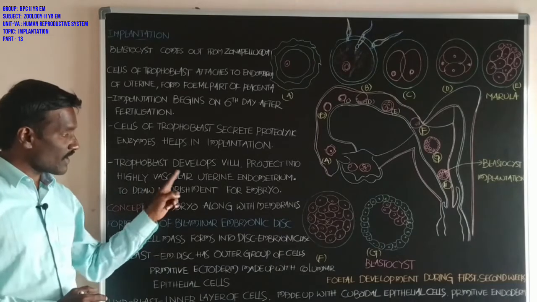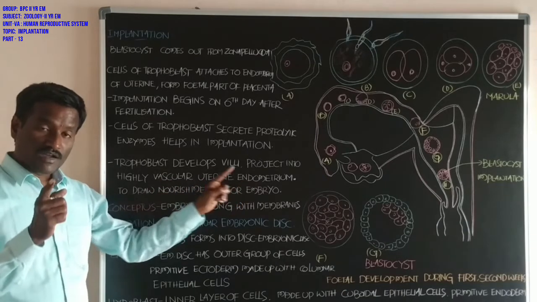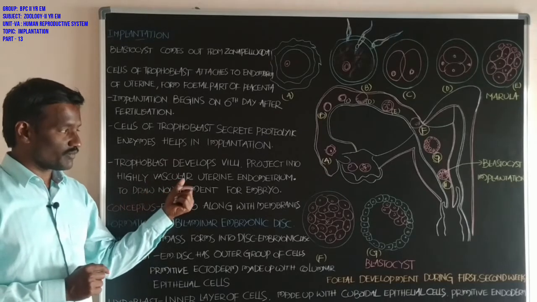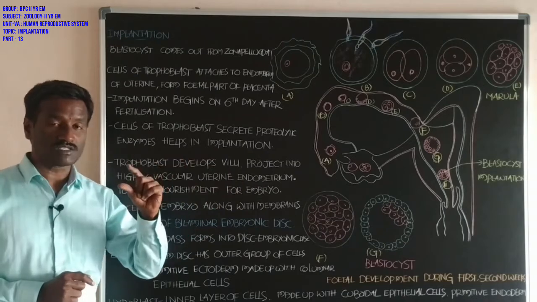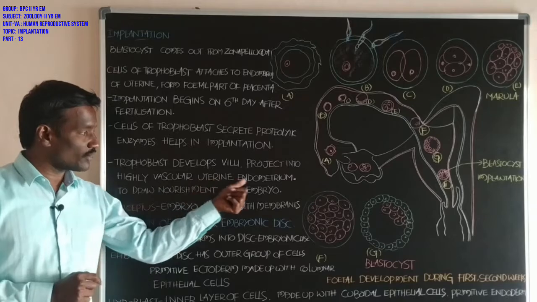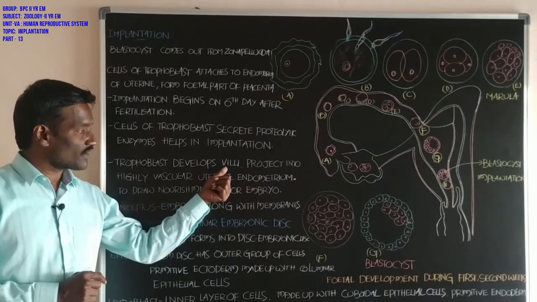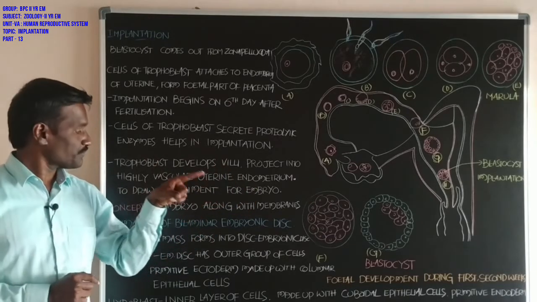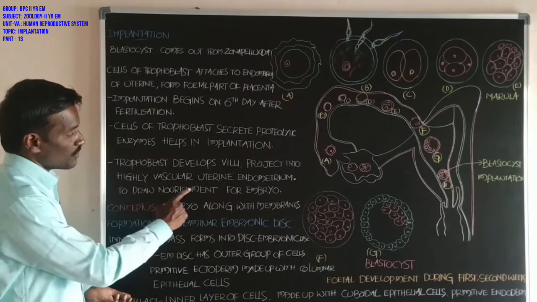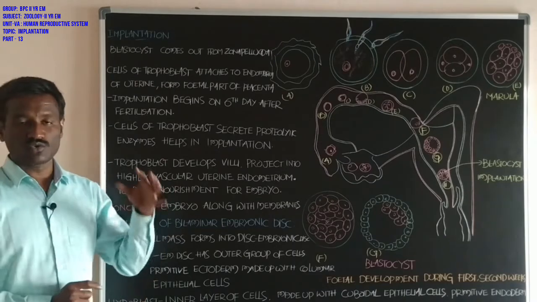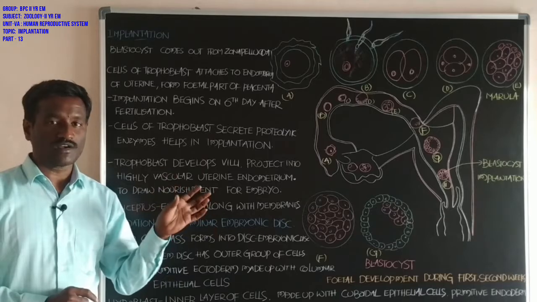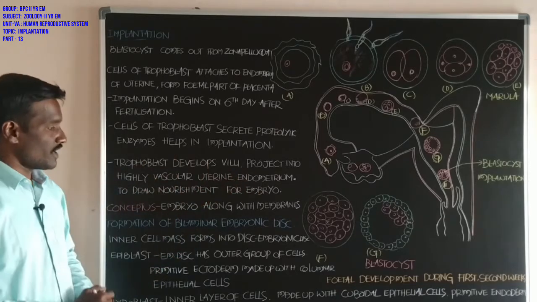The highly vascular endometrium is the inner layer in the uterus wall. This endometrium consists of abundant blood vessels, so it is called the highly vascular uterine endometrium. These villi project into it to draw nourishment for the embryo, supplying food material to the developing embryo, student.